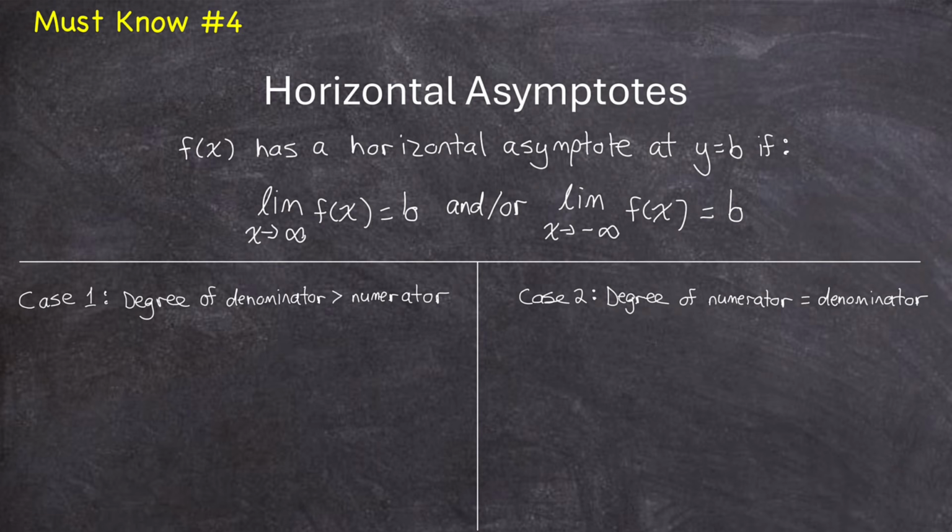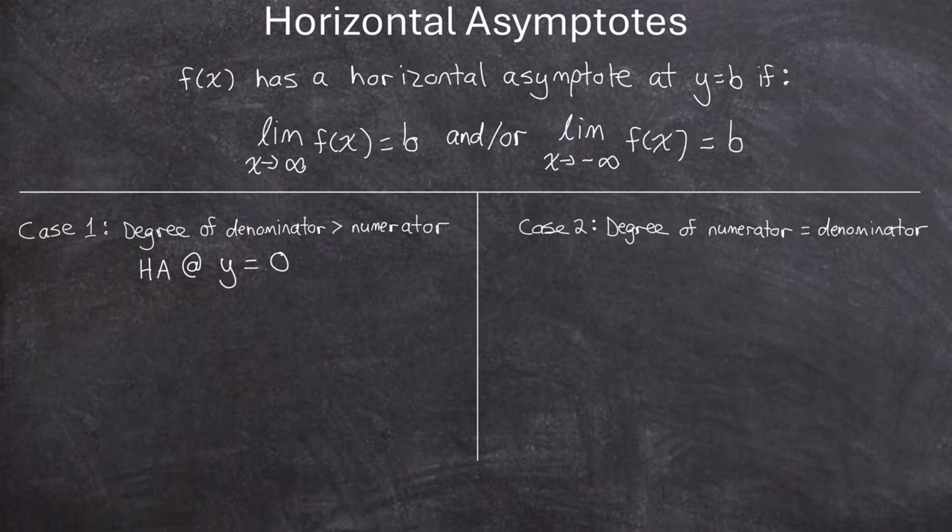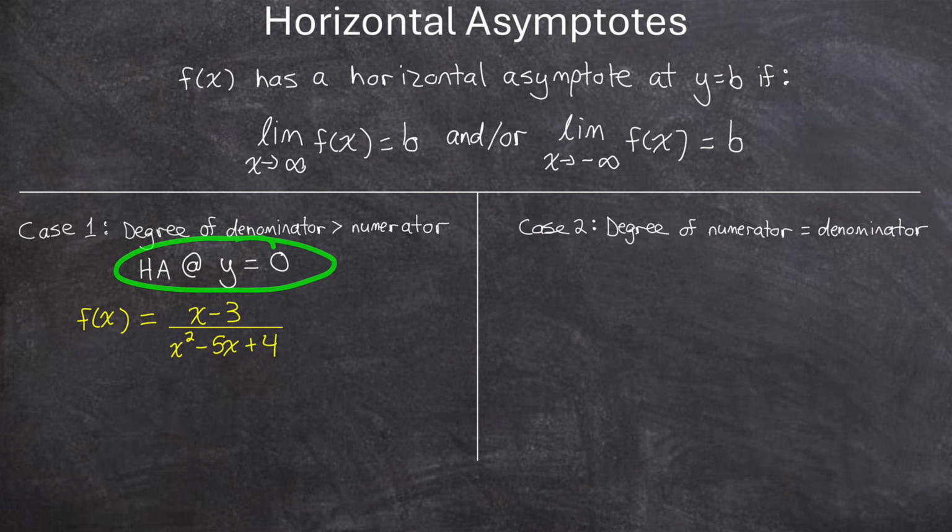The first type of rational function that has a horizontal asymptote is the type where the degree of the function in the denominator is greater than the degree of the function in the numerator. When that happens, it's guaranteed that there's going to be a horizontal asymptote at the line y equals 0. Let's take a look at an example of a function where that's the case. Here I have a rational function where the function in the numerator is degree 1 and the function in the denominator is degree 2. Since the denominator is a higher degree than the numerator, there's going to be a horizontal asymptote at y equals 0.